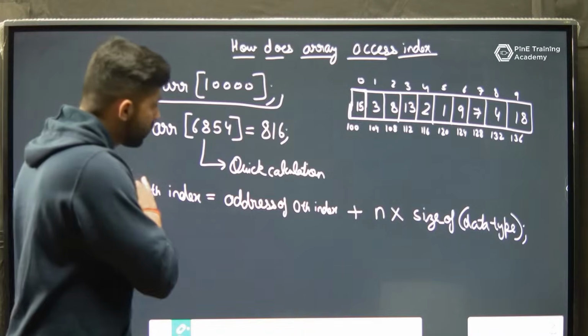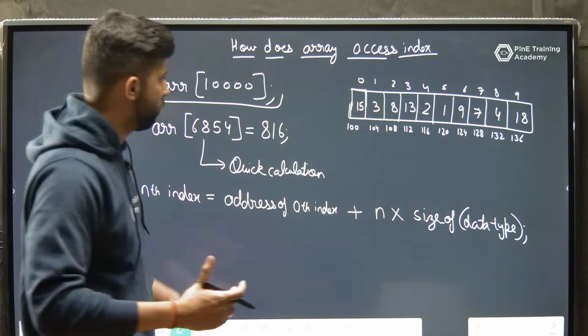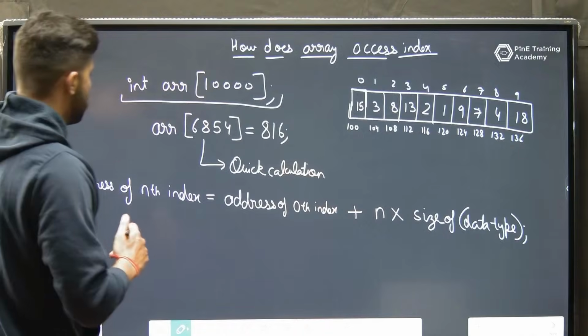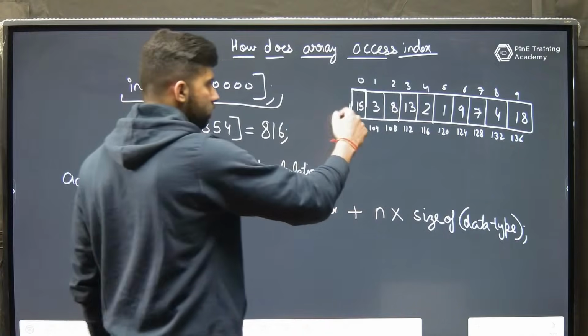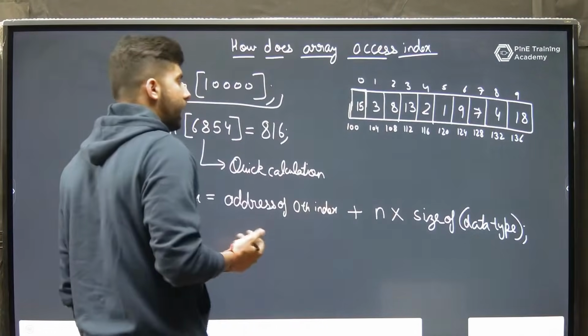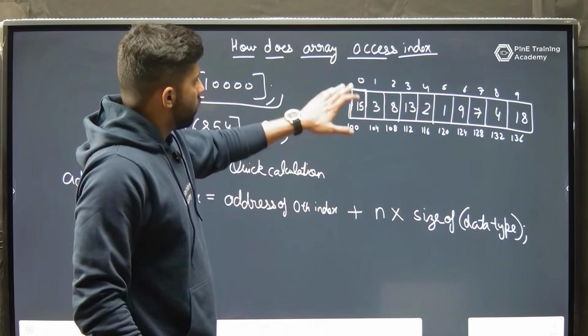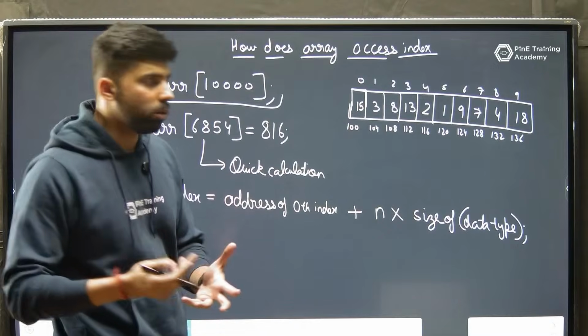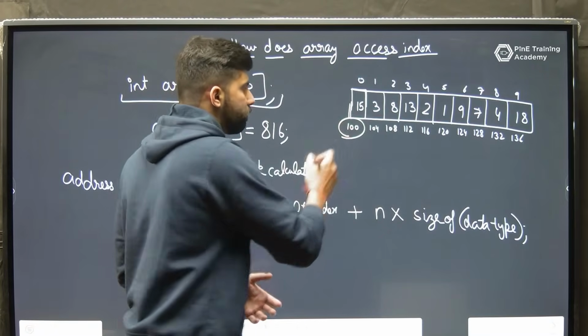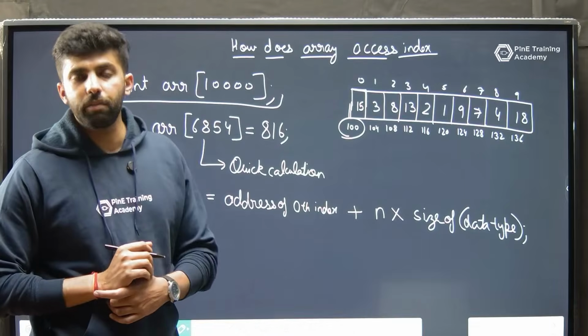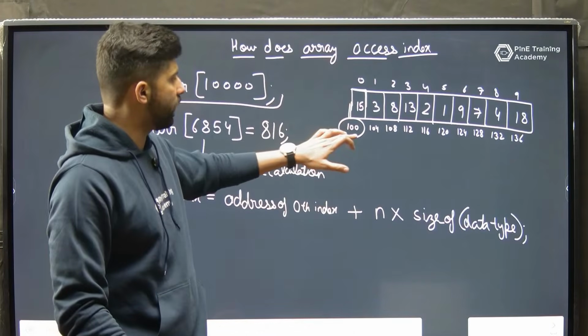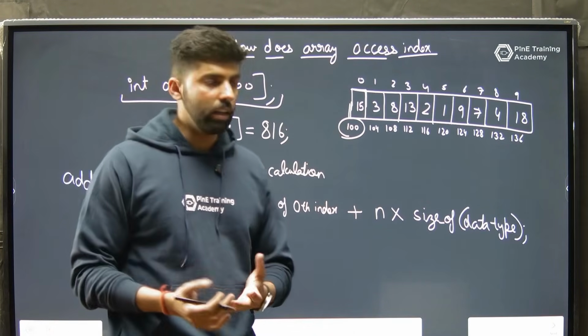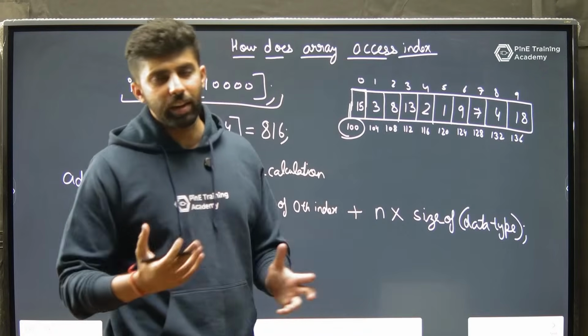We will test this formula with the help of an example. Now suppose I have an array. In this array I have a total of 10 elements, and let's assume that the address of the 0th index is 100.